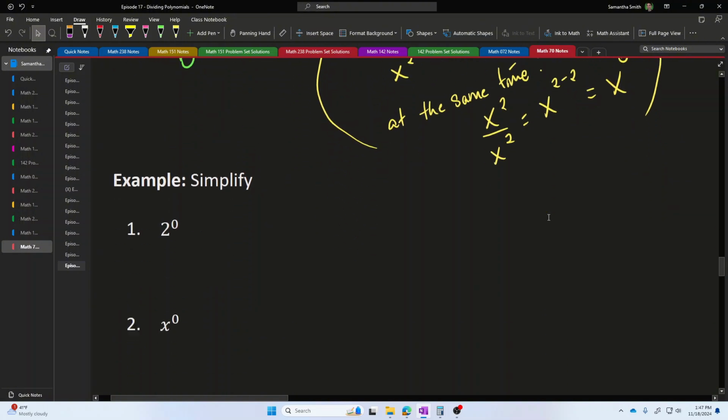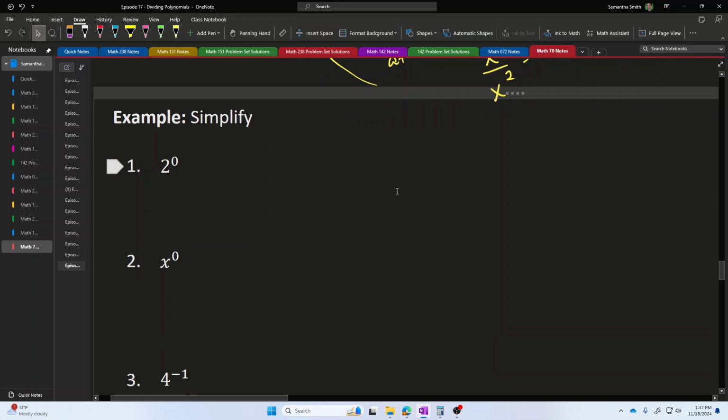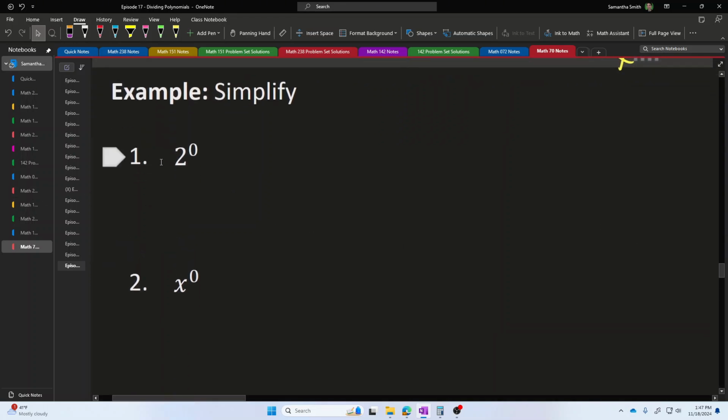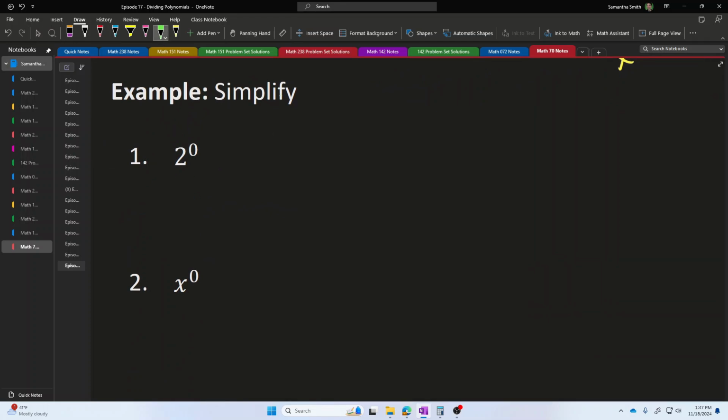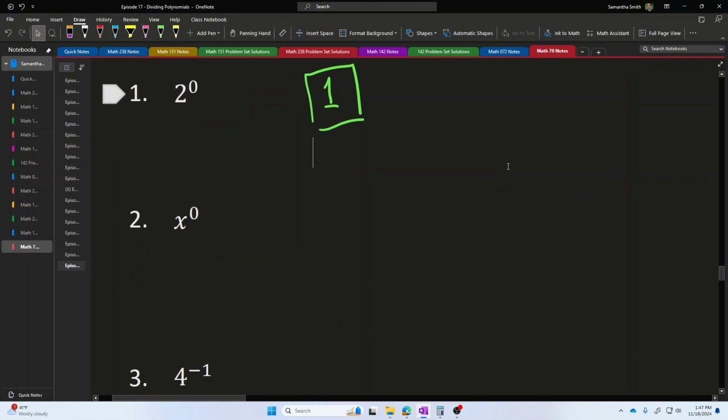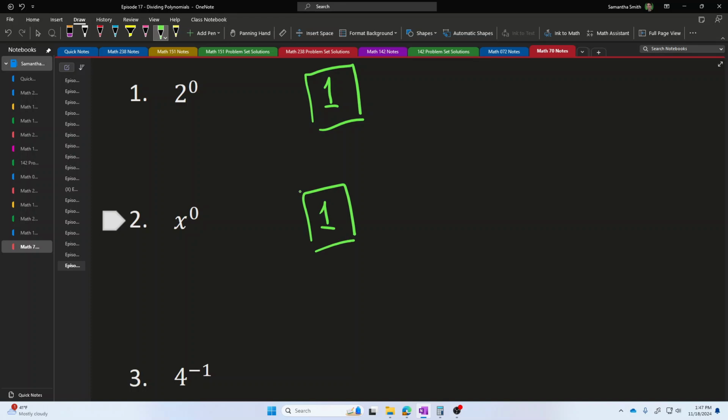Let's practice using these properties in a couple of different exercises. Someone says, what is the value of 2 to the power 0? Anytime you have an exponent of 0, the result is equal to 1. 2 to the power 0 is equal to 1. Someone says, what is x to the power 0? Once again, as soon as you have an exponent of 0, the answer to that is 1. x to the power 0 is 1.